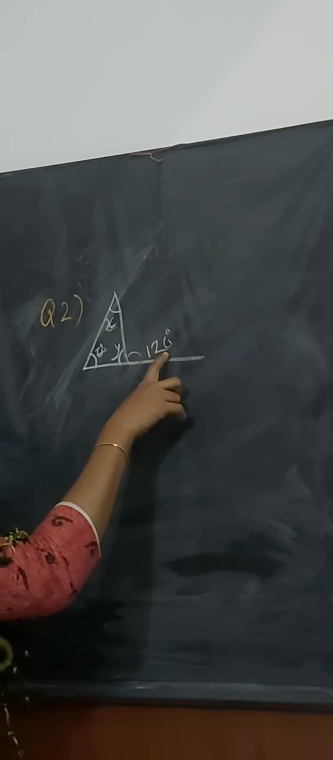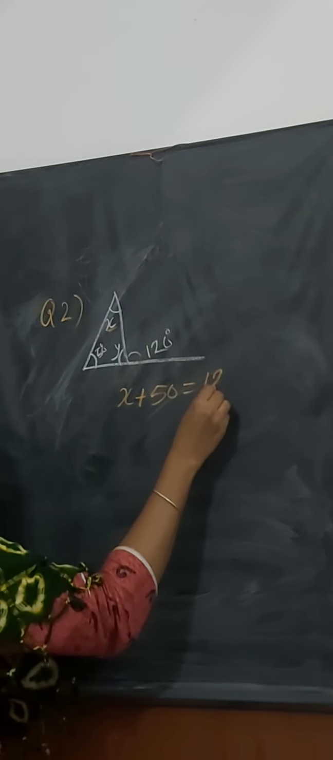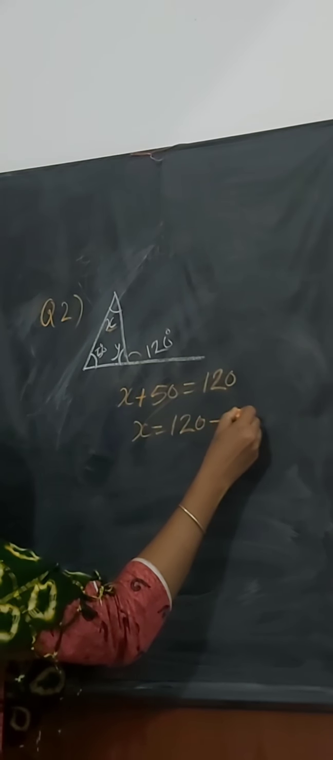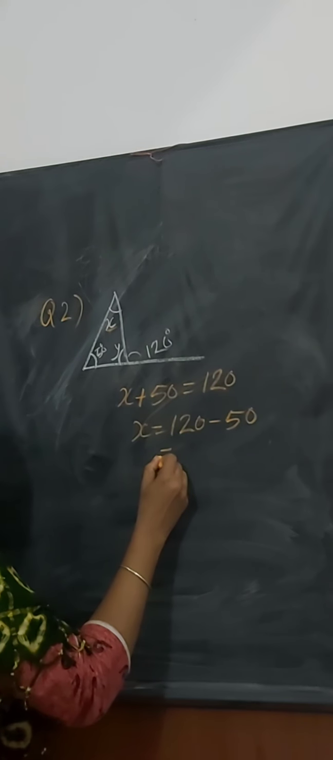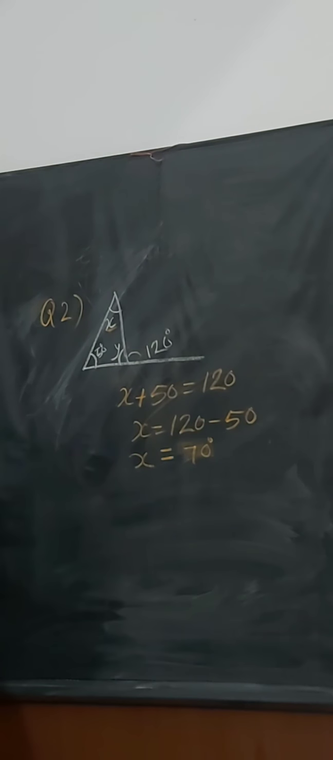First we find this angle. We know that the exterior angle is 120 degrees. We use the exterior angle property. What is the exterior angle property? An exterior angle of a triangle is equal to the sum of its interior opposite angles. That means x plus 50 degrees equals 120 degrees. X equals 120 minus 50 degrees, equal to 70 degrees. X equals 70 degrees.